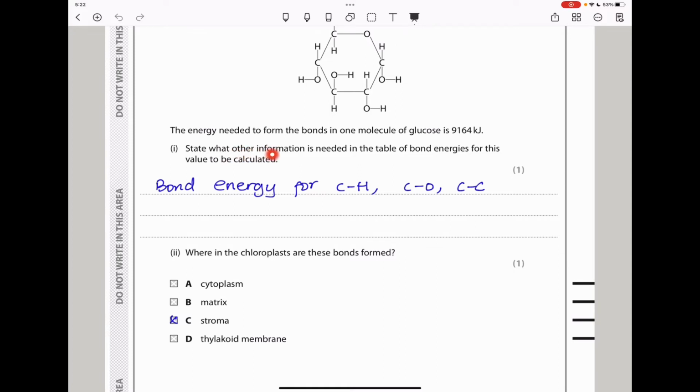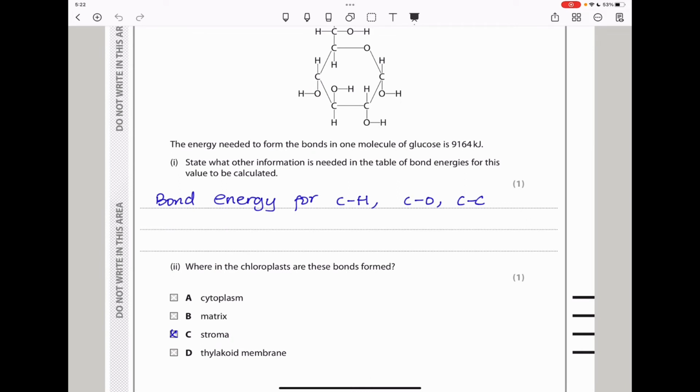State what other information is needed in the table of bond energies for this value to be calculated. If we want to calculate this value, remember these are all bonds formed. So if they are bonds formed, we have formed the oxygen-hydrogen bond, but we need to form the carbon-hydrogen, carbon-oxygen, carbon-carbon, all these bonds. Some are going to be broken in the process and others are going to be reformed. So we need to be able to know that.